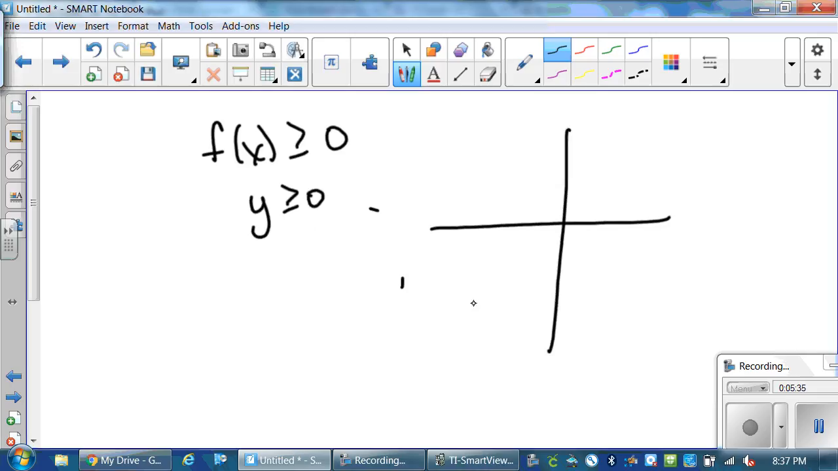You're going to be looking at these graphs, and let's say the graph did something like this. My answer would be from this point on out. That's where my y value is greater than 0, because this is my y-axis, this is my x-axis. This is where y is 0, and 1, and 2, and 3. So anywhere from here on out is where it would be greater than or equal to 0.